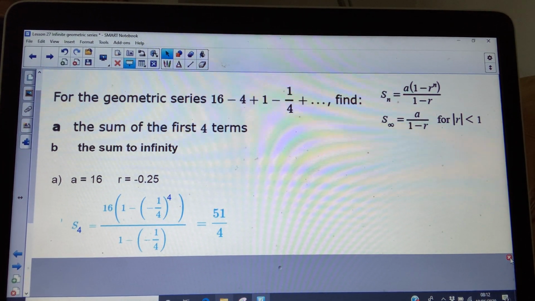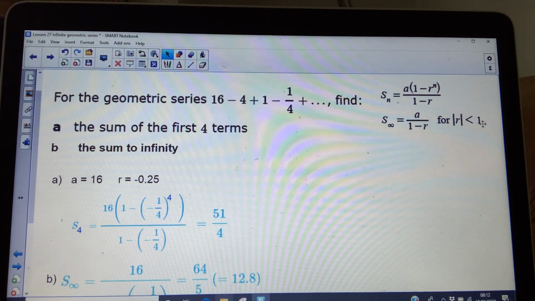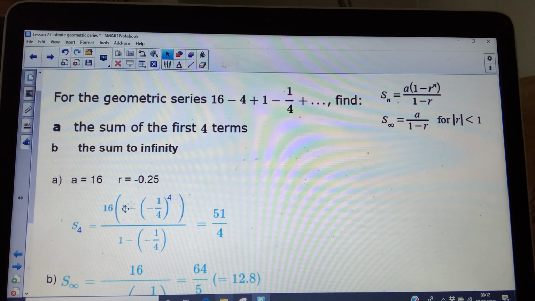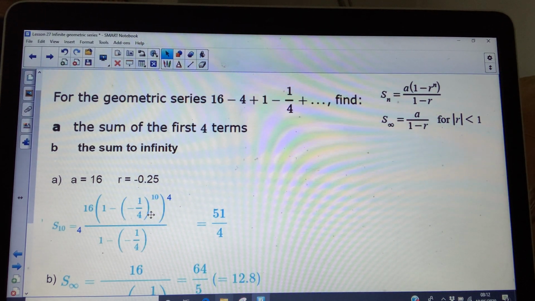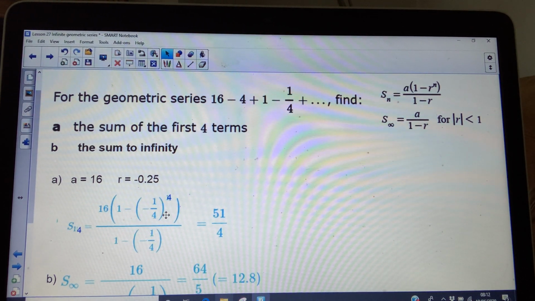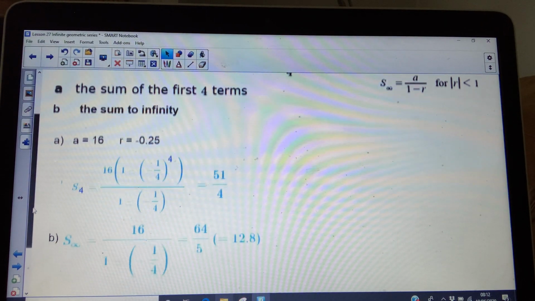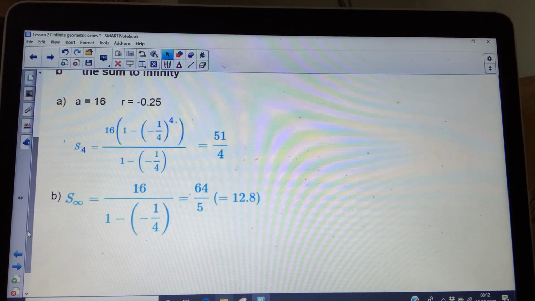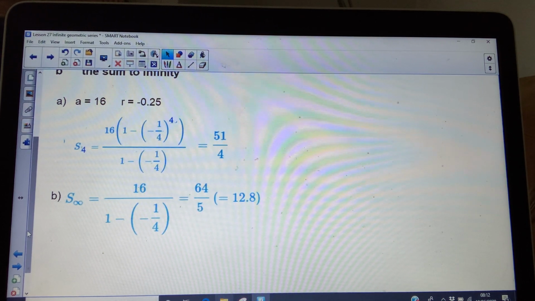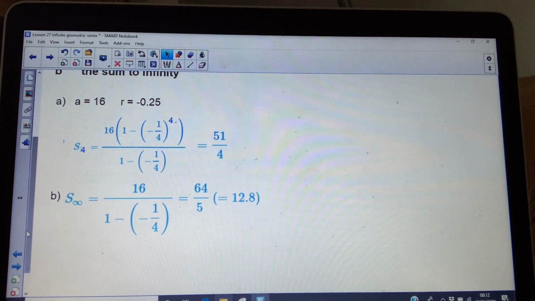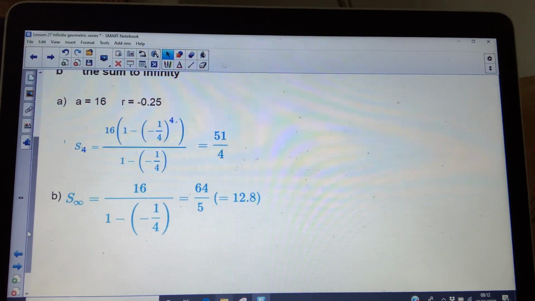And now I'm going to find the sum to infinity, so I get my new formula. Whoa, you can see what I've done there, can't you? I've moved my little thing out that I doctored. That's better. So substituting in our values into our new formula, the sum to an infinite number of terms is 64/5.